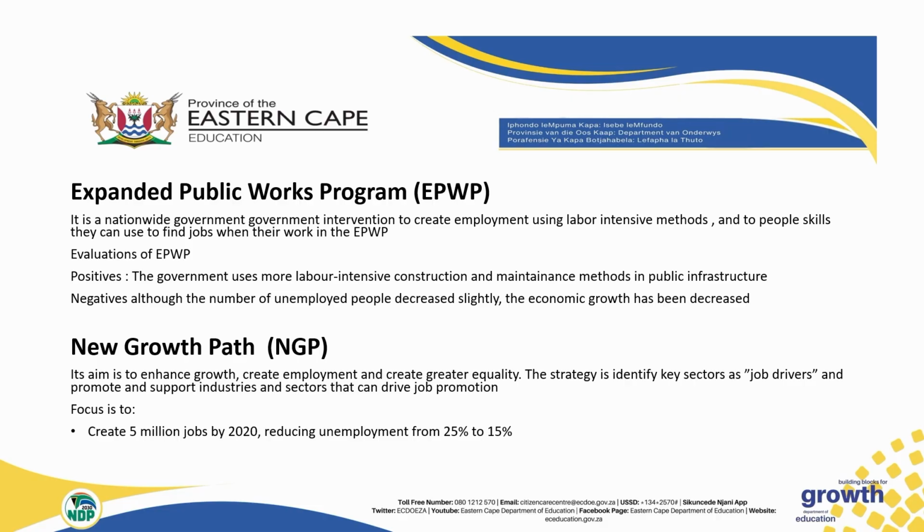So if ever we've got many industries in a country, what it means is that we are going to see the reduction of unemployment. So the focus here is at least to create 5 million jobs by 2020, reducing unemployment from 25% to 15%. Then let's look at another program, which is the National Development Plan, NDP.